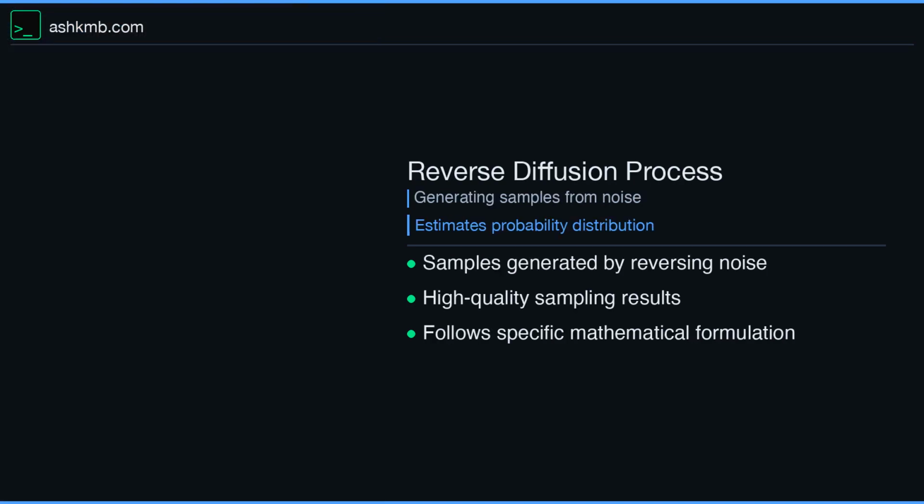The reverse diffusion process can generate samples from noise. By effectively estimating the probability distribution of states, diffusion models enable high-quality sampling corresponding to original data inputs, following the formula p_theta(x_0:T) = p(x_T) times a product over t.